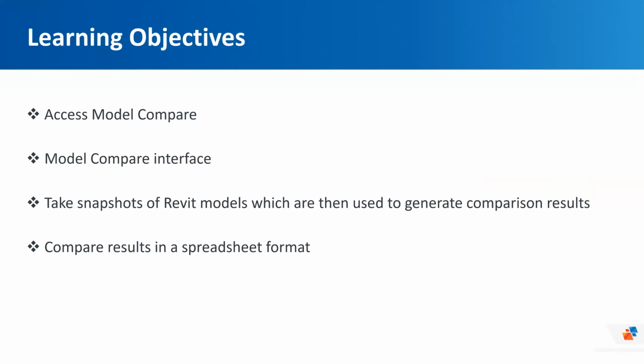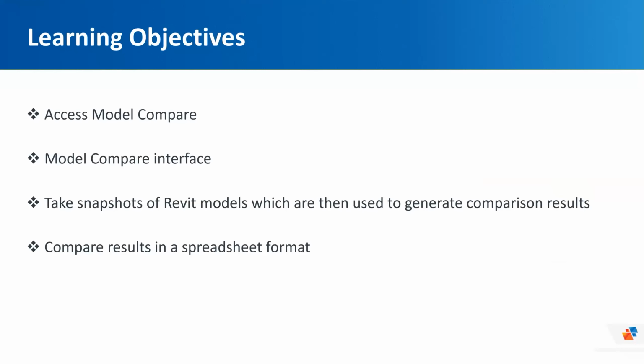The Model Compare tool, which we'll see shortly with a demo, is used to compare the same Revit file at two different points in time to identify differences. Model Compare works by taking data or snapshots of Revit files, which are then used to generate comparison results. By utilizing snapshots, there is no need to retain full copies of Revit project files as a project progresses.